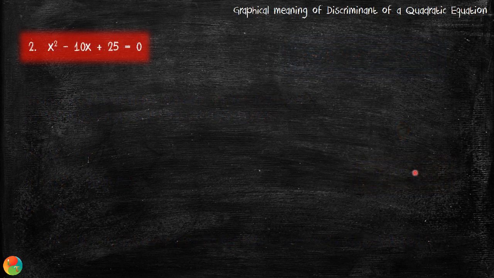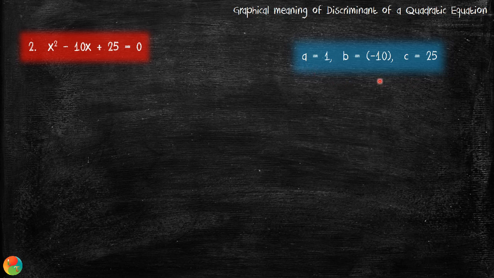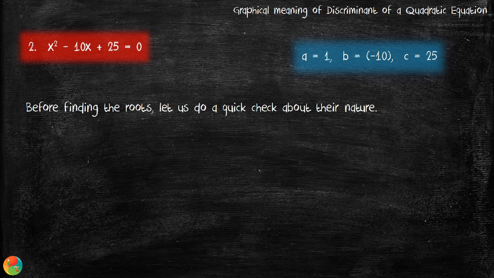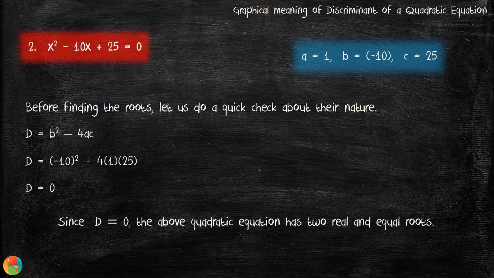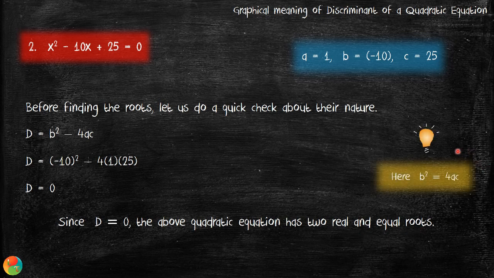Our second equation is x square minus 10x plus 25 is equal to 0. So upon inspection, a, b and c are 1, minus 10 and 25 respectively. Now before finding the roots, let us do a quick check about their nature. If you calculate the discriminant, that will be equal to 0 in this case. Since discriminant is equal to 0, the above quadratic equation has two real and equal roots. Please notice that b square here is equal to 4ac, that is 100 and 100.